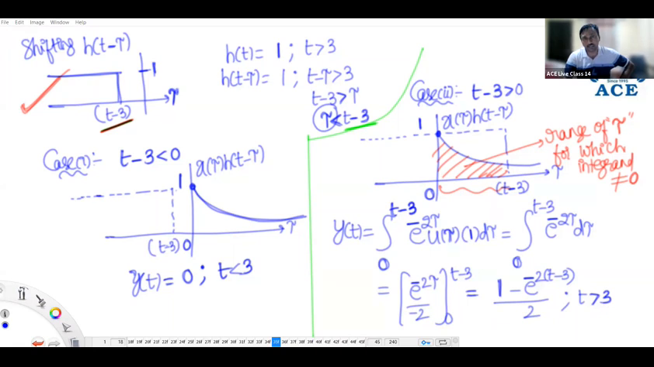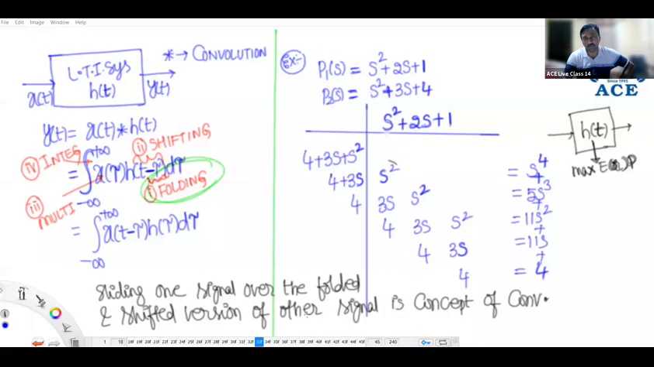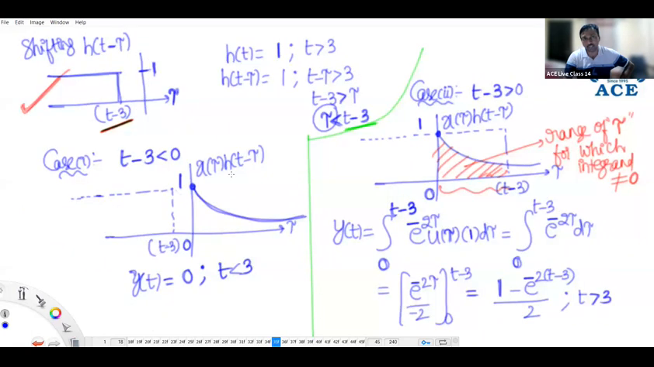Actually, what is the theoretical statement you have made? Everyone look here. Sliding one signal over the folded and shifted version of the other signal is the concept of convolution. That is what we have done here. We slid h of t minus 3 over x of tau such that we got overlap.